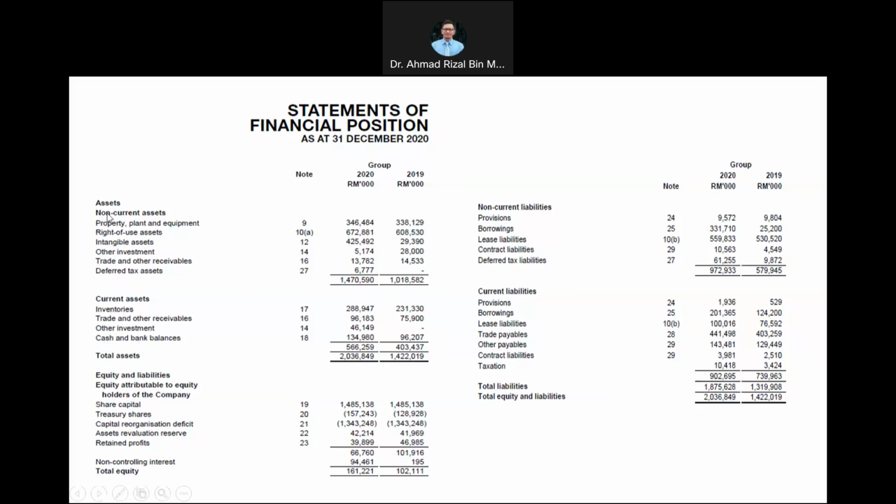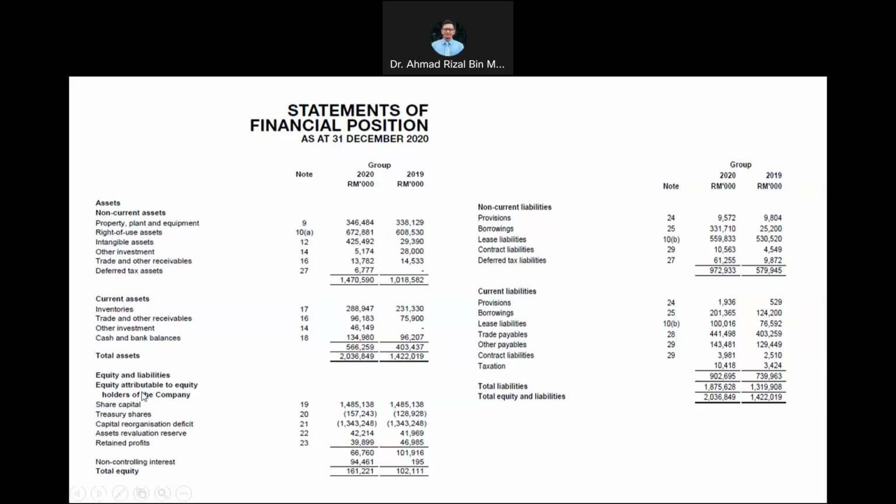Now, the total of both non-current and current assets is the total assets. So for 2020, it's 2.036 billion, and the previous year was 1.422 billion. So there is quite a significant increase, mainly in intangible assets here. We are going to analyze this later in the next topic, when we do financial analysis. But for now, we're just going to go through and look at the items.